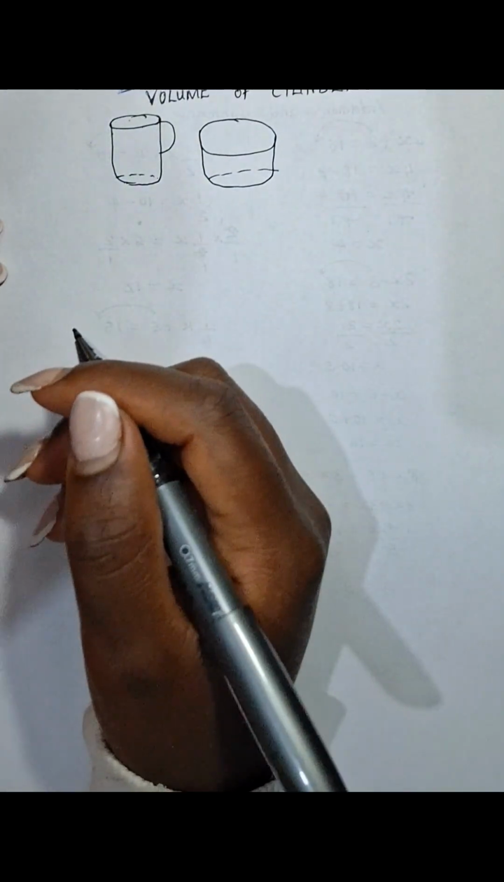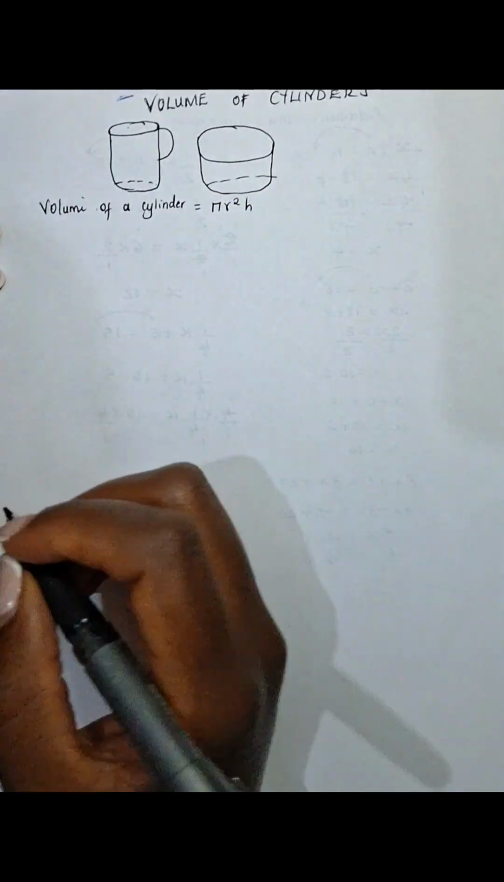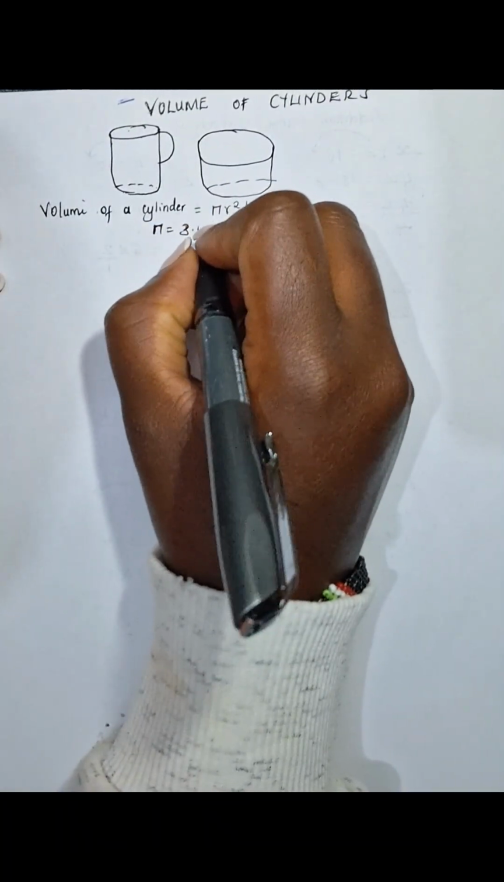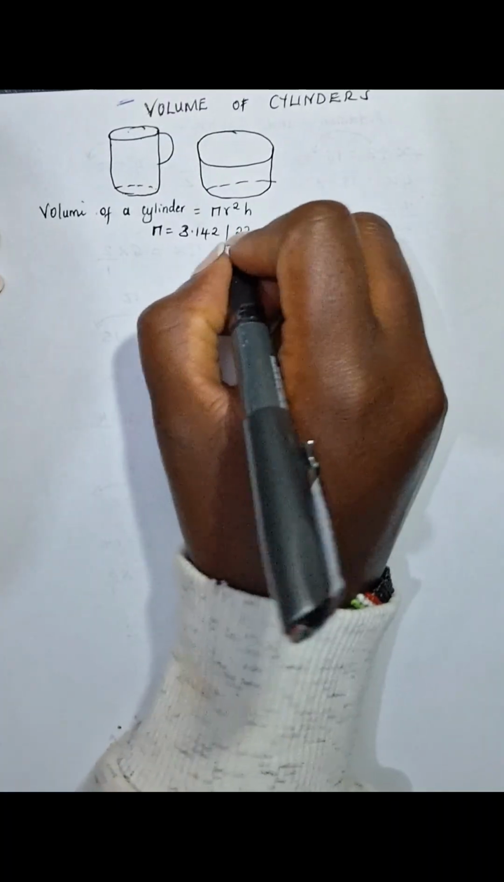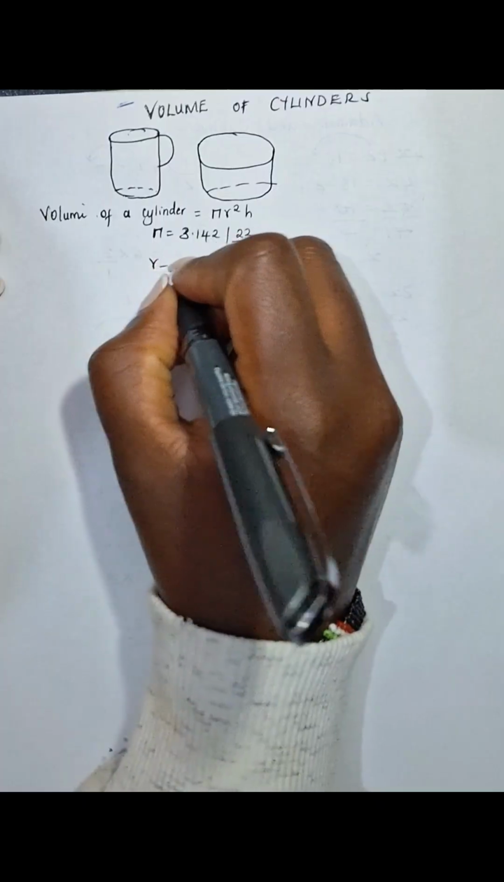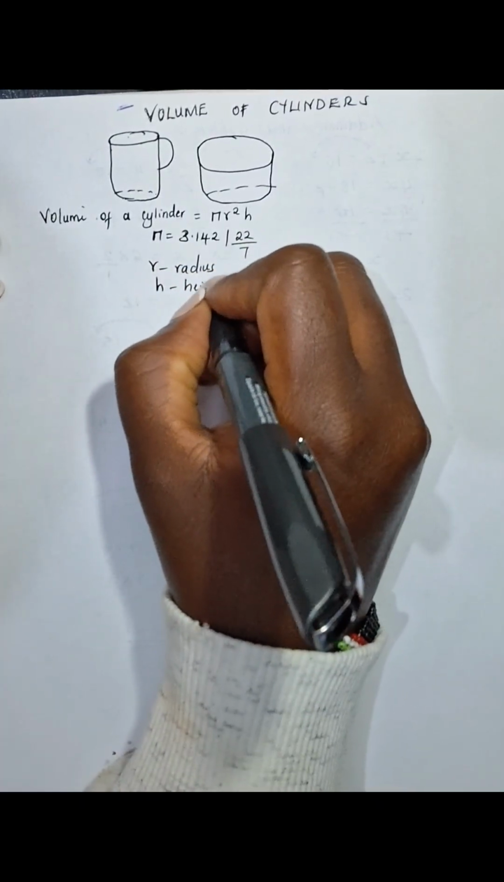So, you'd ask, how do I calculate the volume of a cylinder? Now, you find the volume of a cylinder by using the formula pi r squared height. Okay, pi you can use 3.142 or 22/7 depending on the question or whether you're given or not. R is the radius and h is the height.